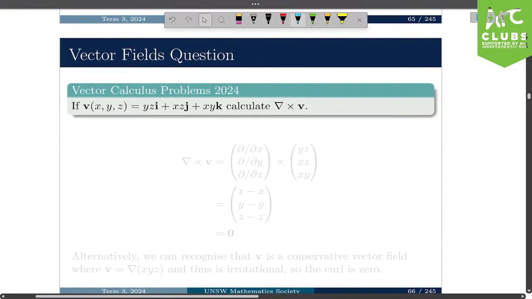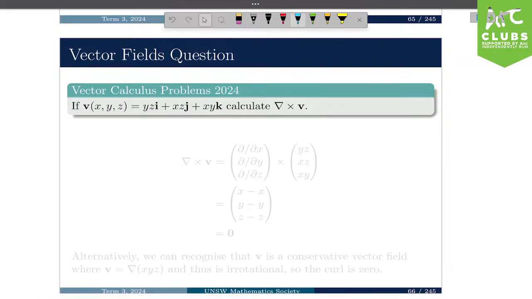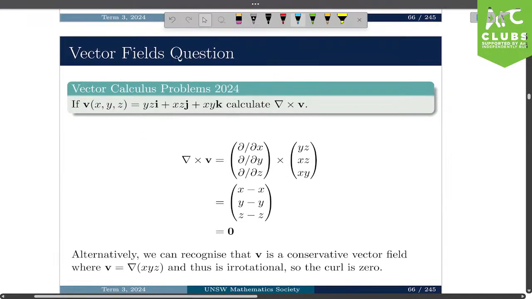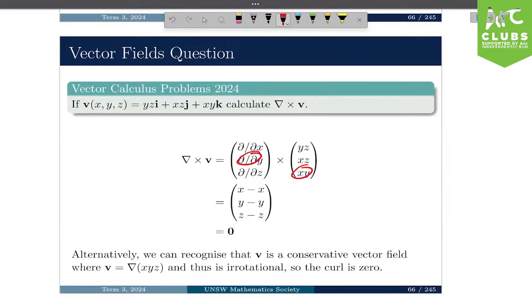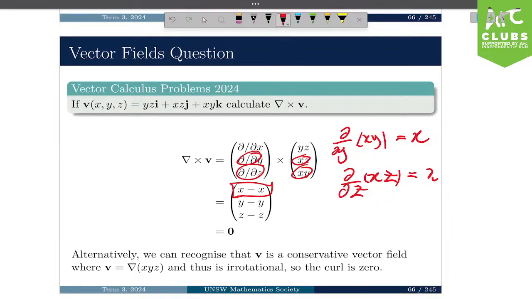Okay, so here's a problem. We've got a vector field, very nice, v. Now we're going to calculate the curl of this thing. There are 2 ways that you can do this, and the first way is the more intuitive, approach it head on, just hit it with a cross product. So when we do the cross product, we match this with this to get d on dy of xy, which equals x, and then we do this with this, and subtract d on dz of xz, which equals x. So then we get x minus x, like that.